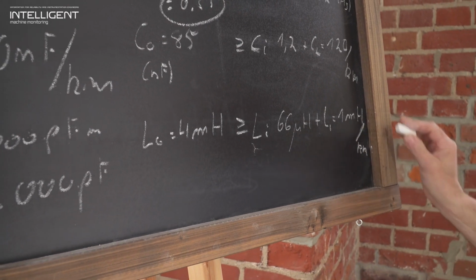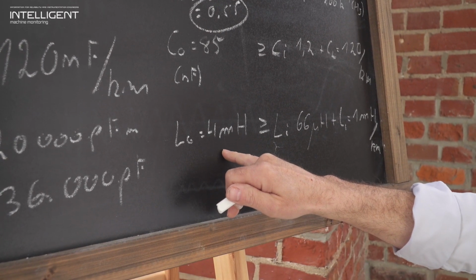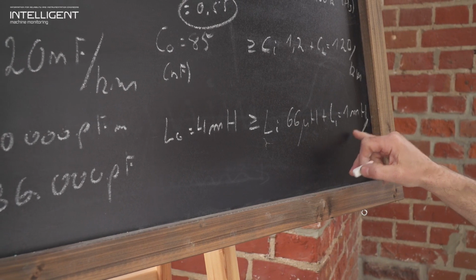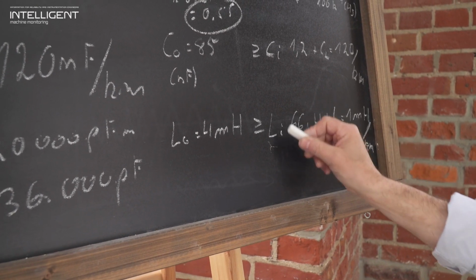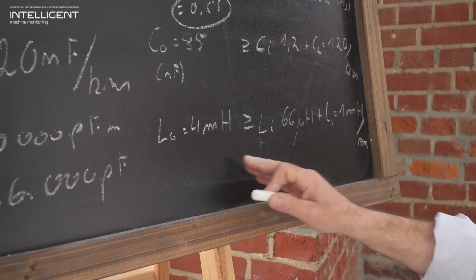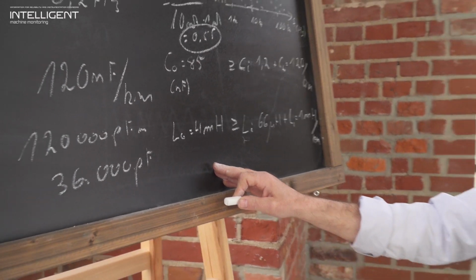In this case, it's quite simple. We have an inductivity of the input card of 4 millihenry. We have an inductivity of this given cable of 1 millihenry per kilometer. This one, the 66 microhenry, we can neglect, so it is like 4 kilometer that are allowed regarding intrinsic safety.